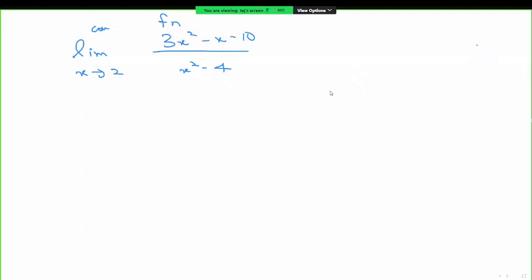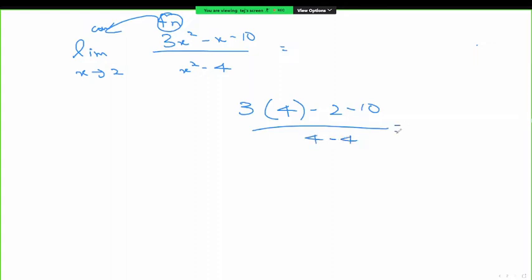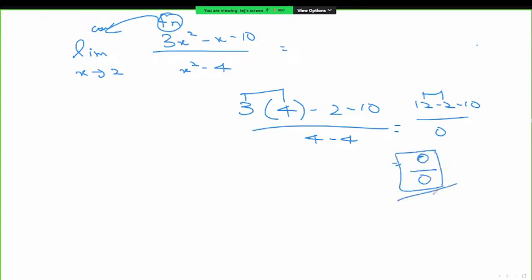Okay. Now, I will go back here. The function has to obey the command. The command is telling follow the number 2. So wherever there is x, all those places it should become 2. So I write 3 as it is. 2 square becomes 4, minus 2 as it is, minus 10 as it is, divided by 2 square, which is 4, minus 4. If I solve the numerator, I get 12 minus 2 minus 10, divided by 0. Okay, 12 minus 2 is 10. 10 minus 10 gives me 0, so 0 by 0. So if you see, I'm getting the answer as 0 by 0. This is the only condition where the function will not accept it.